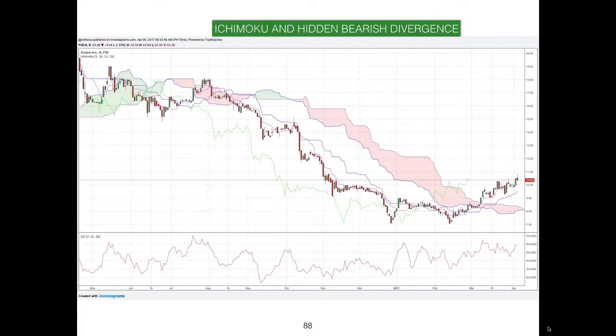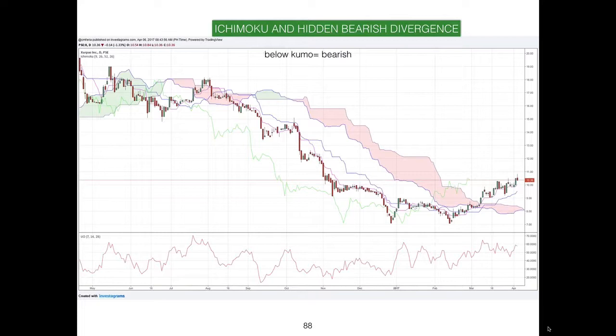Hidden bearish divergences, if you're shorting a position in another market, let you hold your short position longer. Consolidations or corrections might shake you out or cause you to close your positions, but if you spot hidden divergences, you will be able to hold on longer.